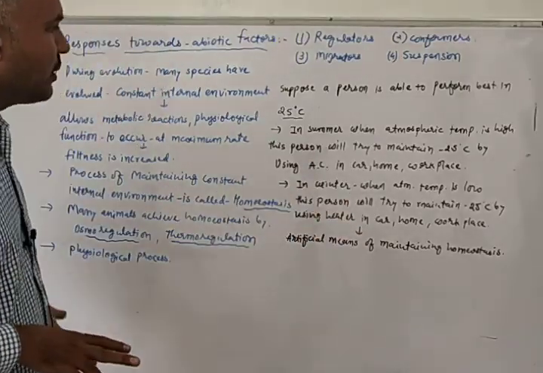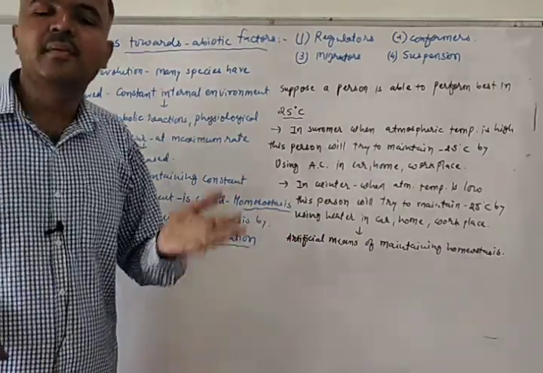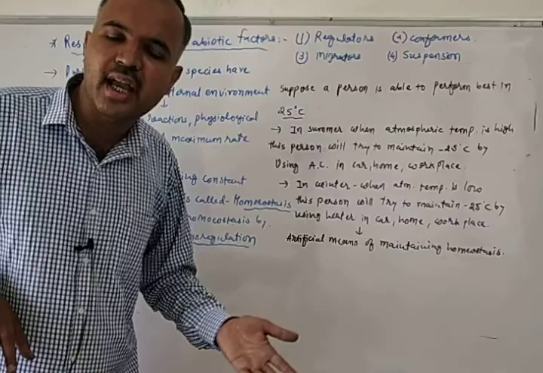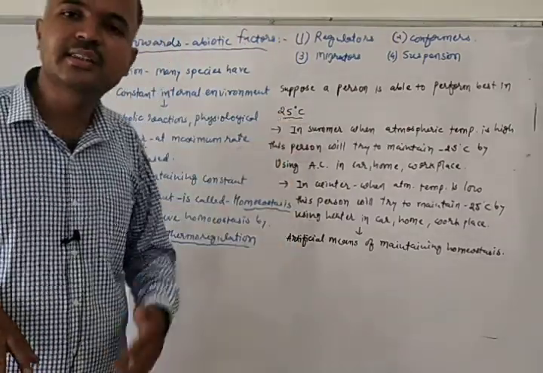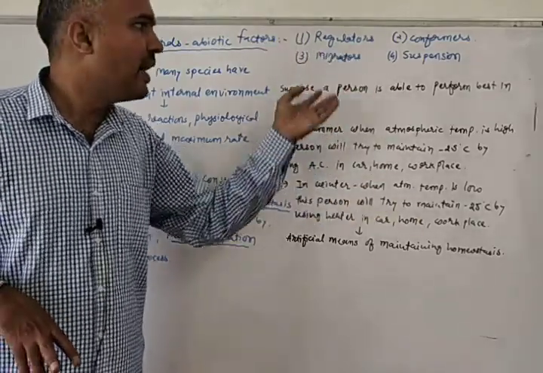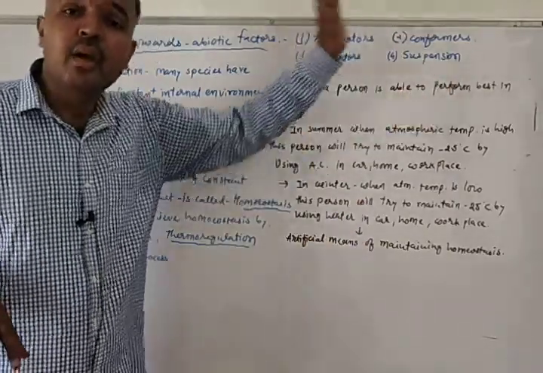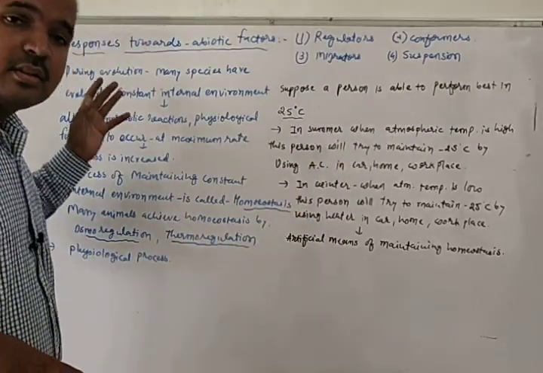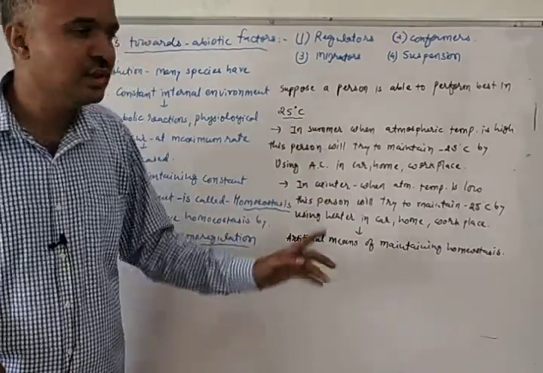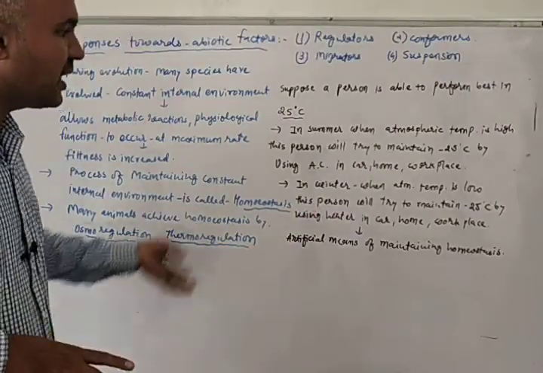So this is all about homeostasis and its analogy, and we have begun the topic called responses towards the abiotic factors. How do different organisms respond to the abiotic factors? We said that organisms respond via four means: regulation, conformation, migration, and suspension. But we have not started these four responses. We have just discussed homeostasis first, and then an analogy regarding homeostasis. We will begin all these responses in the next video, but please understand homeostasis and its analogy.